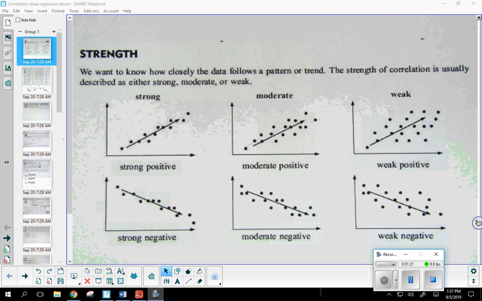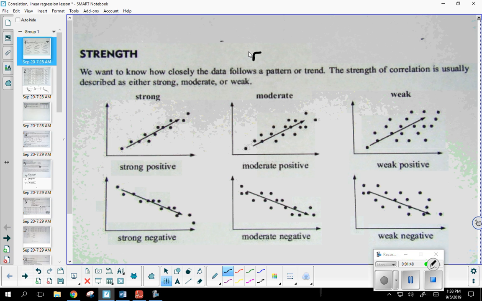All right, we want to know how closely the data follows a pattern or trend. The strength of correlation is usually described as either strong, moderate, or weak, and there's a specific scale that we're going to look at here, but really when you're talking about correlation, we use the variable R. Technically it can be called Pearson's correlation coefficient. You've probably seen this in Algebra 2 or some other topic.